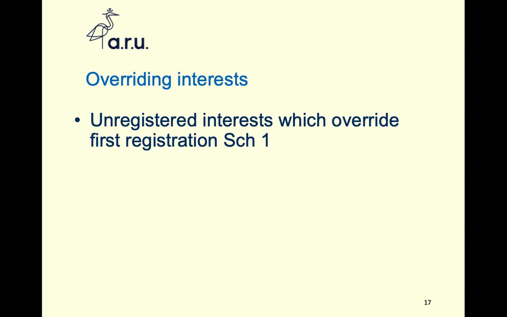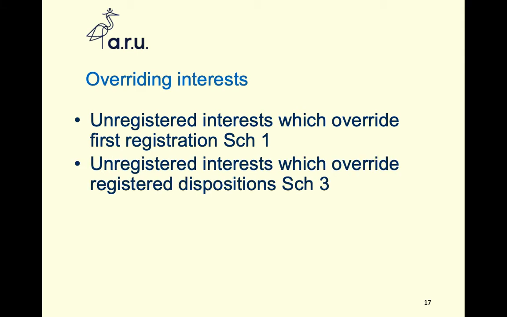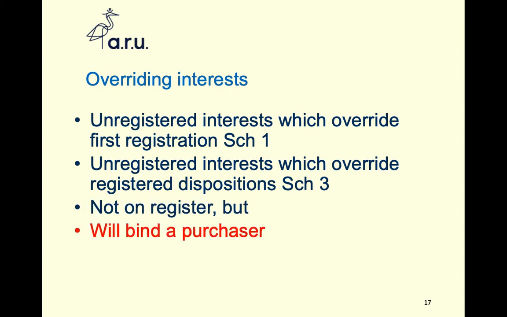So they haven't registered, and they override either first registration, so that the first time ever that land is going to be registered under Schedule 1 of the Land Registration Act 2002, or where the land is already registered and it's going to be passed on in some way. In the future, Schedule 3 will articulate those interests which override. So they don't appear on the register, but they obviously still do bind a purchaser because they override. They affix and attach to the land like tree roots.